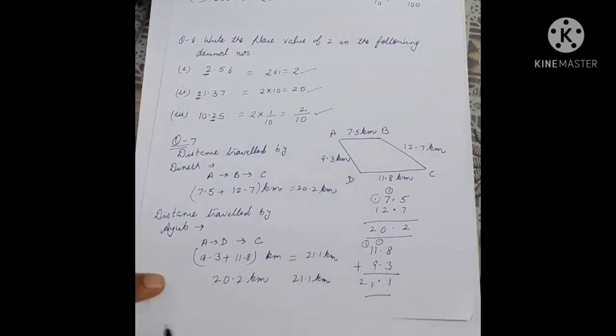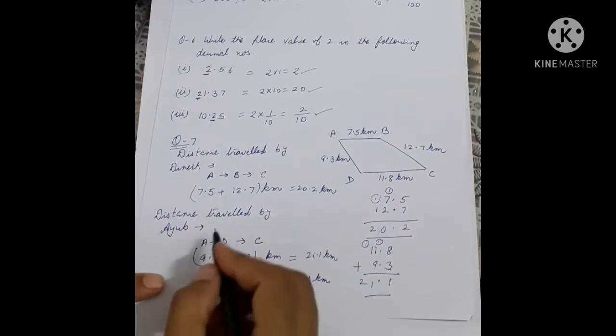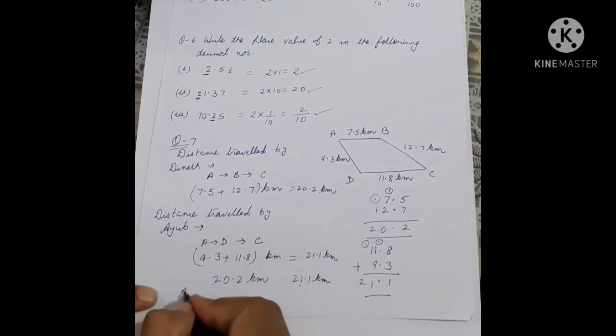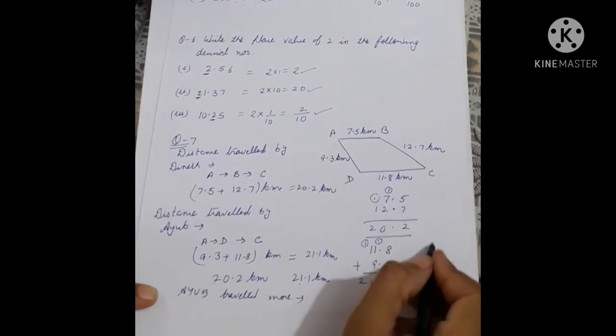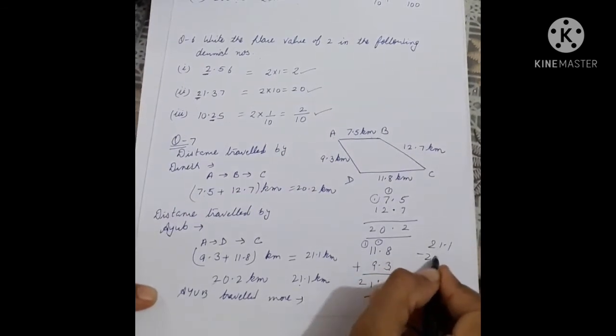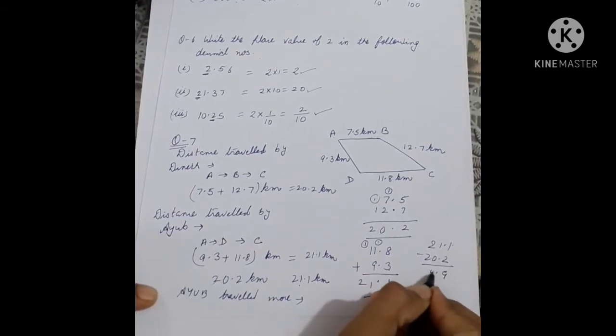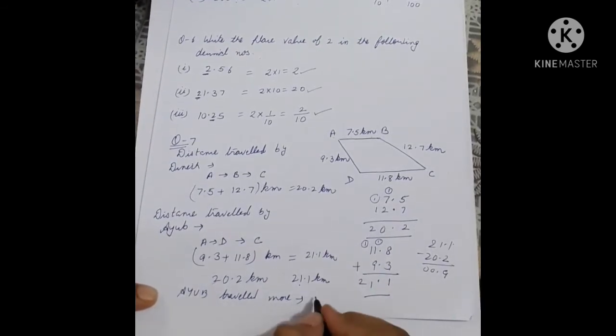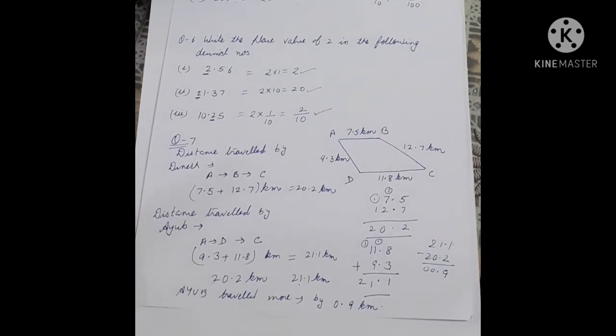Who travelled more? So this 21.1 is more. That means you will write Ayub travelled more. How much more? By how much? You will subtract 21.1 minus 20.2. Subtract 11 minus 2, 9. So Ayub travelled more. How much more? By 0.9 kilometers. Question number 7 is complete.